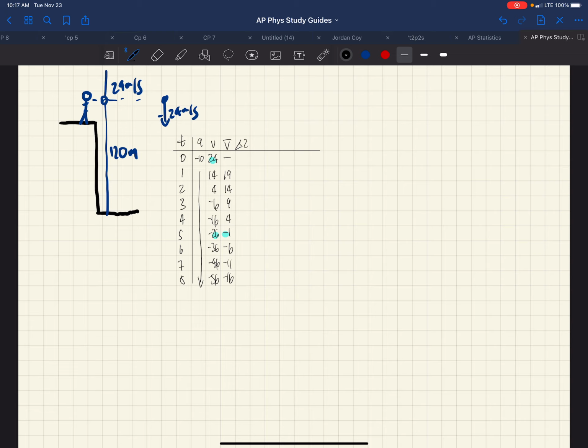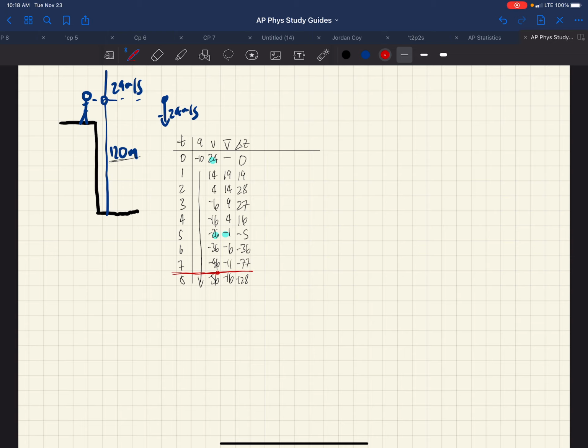Then we have our delta z. Our delta z is 0 initially. And then we have 19, 28, 27, 16, minus 5, minus 36, minus 77, and then minus 128. So at 120 meters, then, we would expect that it would arrive between 7 and 8 seconds, impact velocity between 46 and 56 meters per second, speed 46 to 56 meters per second.